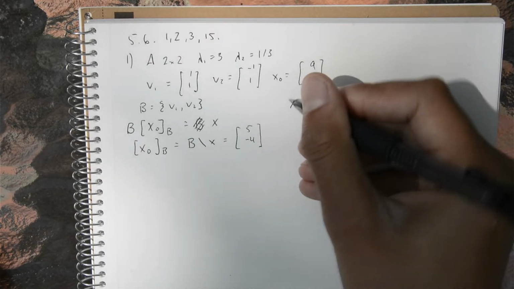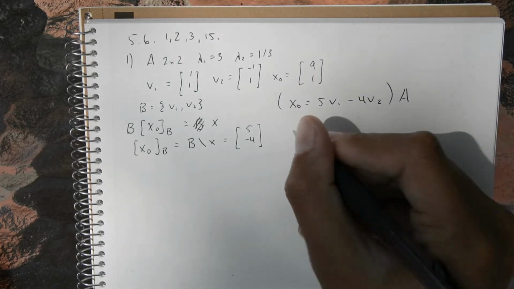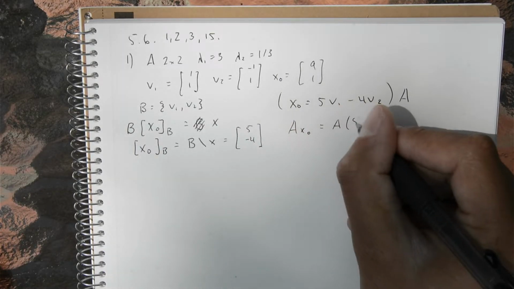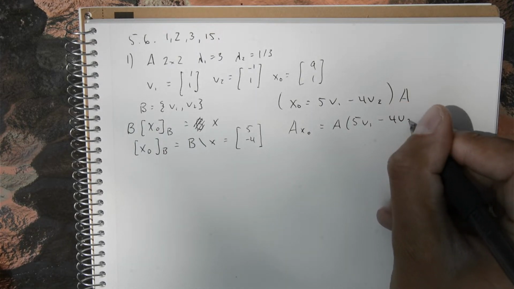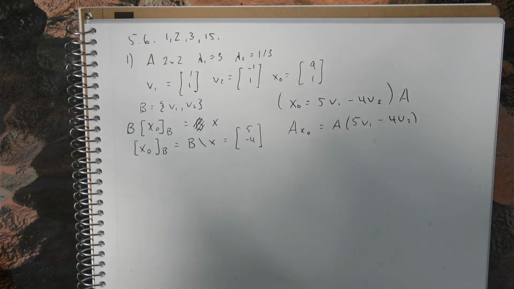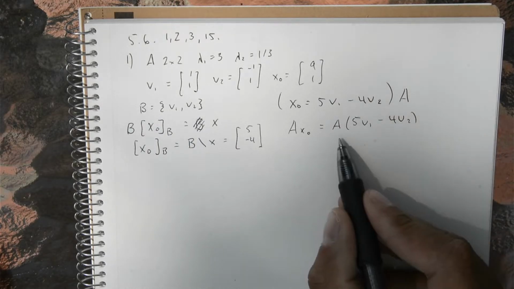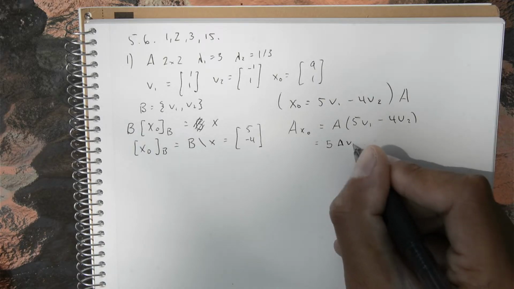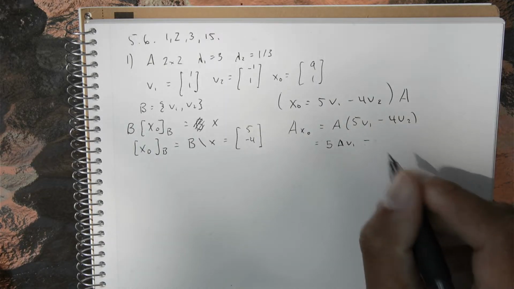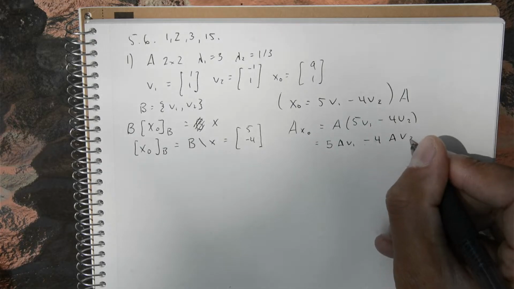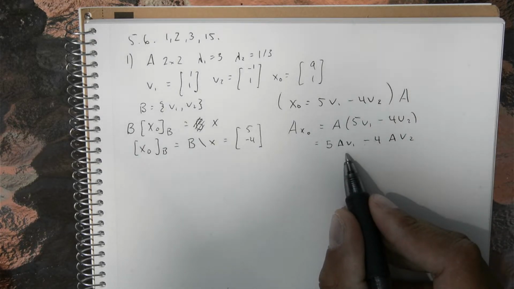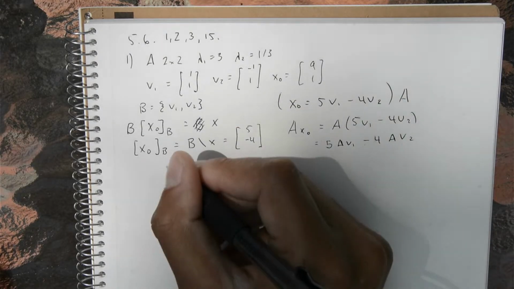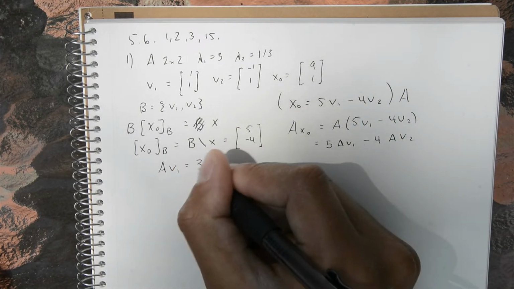And then if we want to compute A of this, we're going to get AX0 is equal to A times 5V1 minus 4V2. Then, using the property of a linear transformation, we can say that this is equal to 5AV1 minus 4AV2. But AV1, we know that these are corresponding. So we know that AV1 is equal to 3V1.